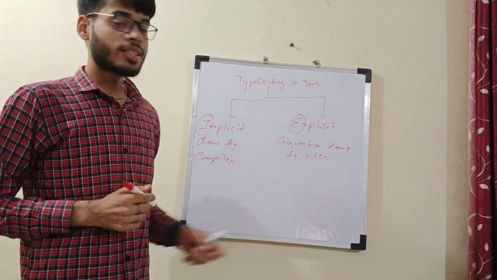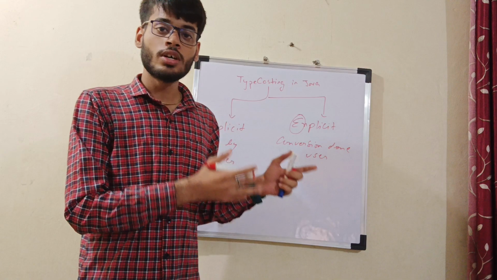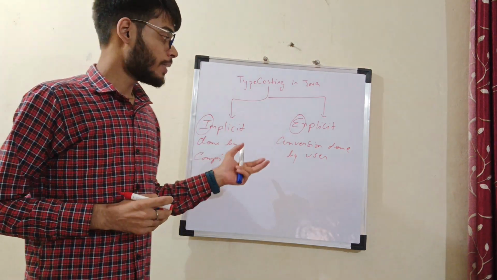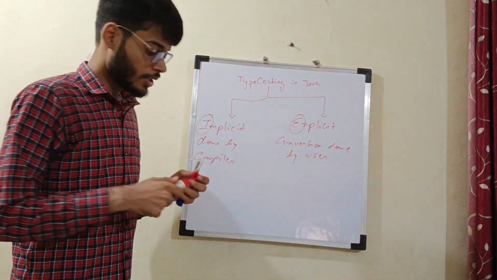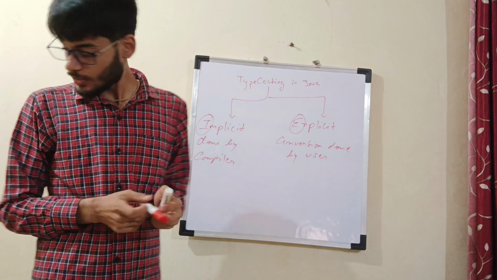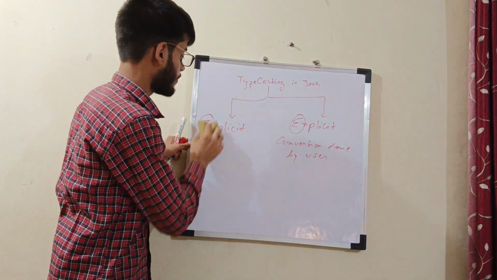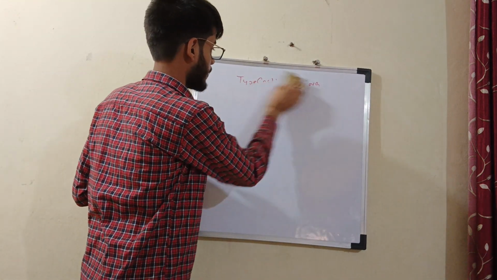Whereas explicit typecasting can be defined as the conversion of one data type to another with the user's intervention. What I mean by that is, in explicit typecasting, user involvement is required. Okay, let's take an example of implicit and then explicit typecasting.